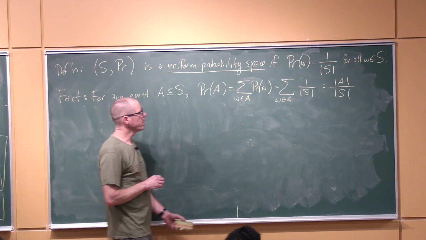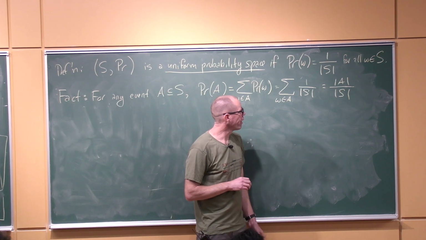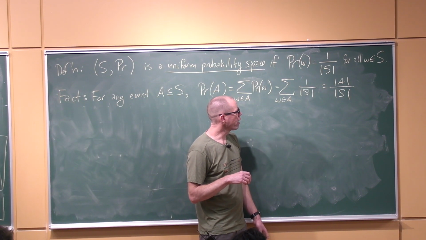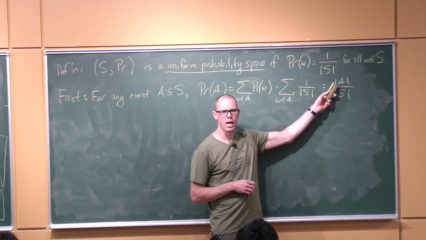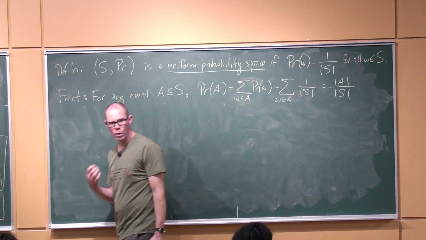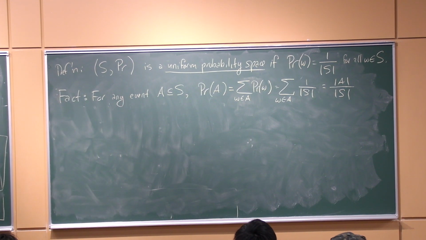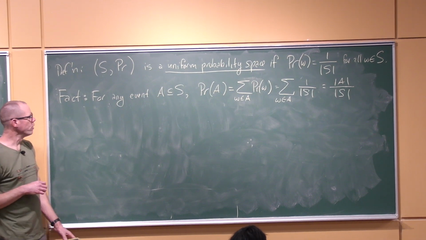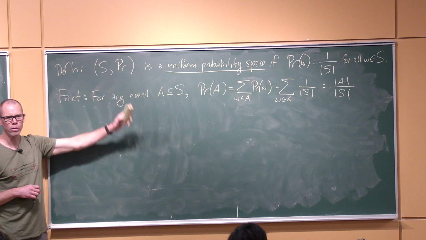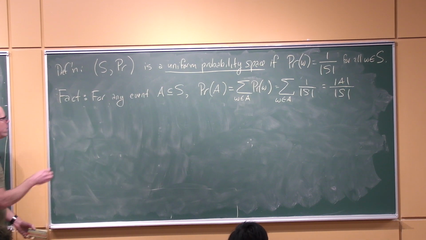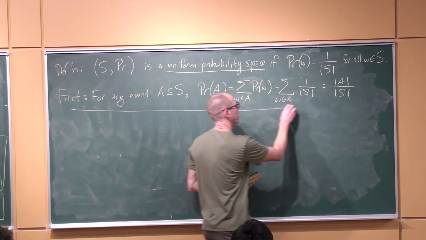Why does that make us happy? Well, it makes us happy because we've just spent 2 assignments and a good chunk of the semester trying to do things like figure out the sizes of sets. And we have some rules, some ways to attack that. And so that means we can use those to attack questions about probability if it's a uniform probability space. So let's try that.